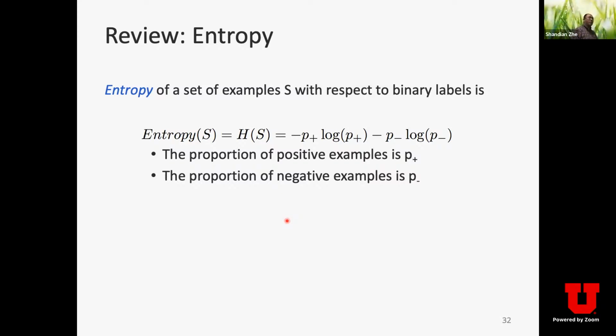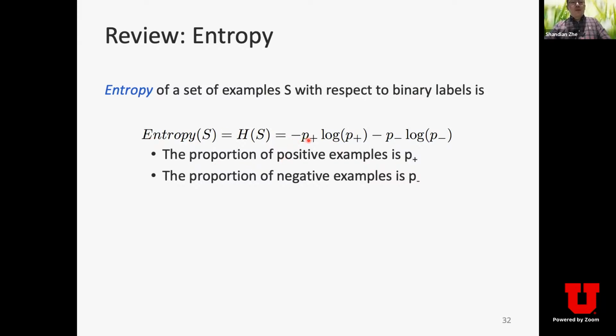However, if all your examples are labeled as one class, like positive, and you pick an arbitrary example and ask me how I feel about its label, I can tell it's positive. I am pretty confident because I know all the labels are the same. So how do we compute entropy? Given a set of examples S, where each example takes a binary label, either positive or negative, the entropy of S is computed as follows.